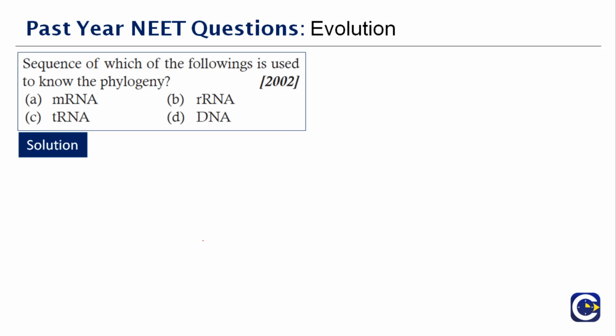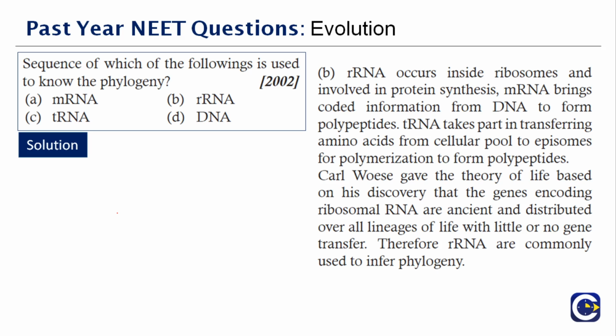rRNA occurs inside ribosomes and is involved in protein synthesis, while mRNA brings the coded information from DNA to form the polypeptides that we know. Transfer RNA takes part in transferring the amino acids from the cellular pool to the ribosomes, and that will carry out polymerization to form polypeptides. It was Carl Woese who gave the theory of life based on the discovery of the genes encoding for rRNA especially. He was the one who first identified that. Therefore, rRNA is commonly used to infer the phylogeny.